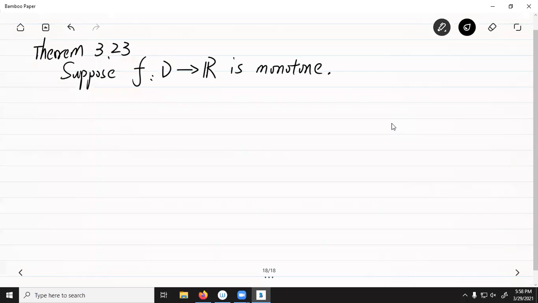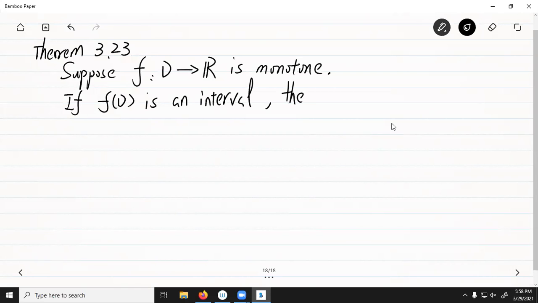I didn't say this one is continuous, I just say it's monotone. On what kind of condition would this one be continuous? If the image f of D is an interval, then f is continuous.